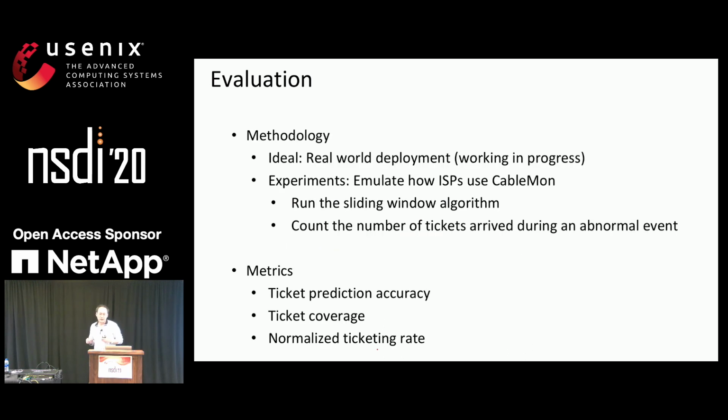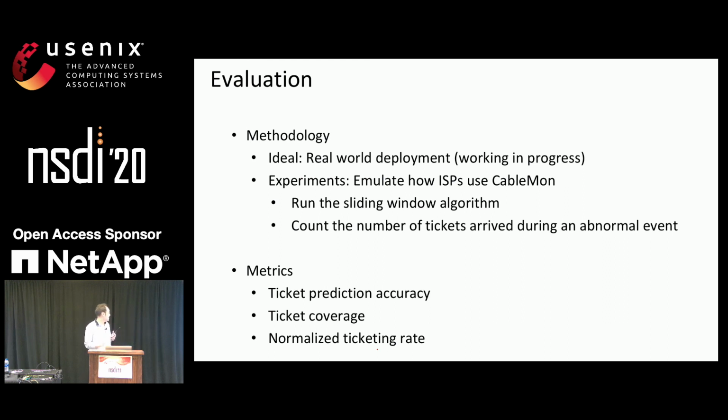So ideally, we want to deploy our system in a real-world deployment and see how many tickets it can reduce for ISP. However, this work is still in progress. So in our experiment, we emulate how ISPs use CableMon with the sliding window algorithm, and we count the number of tickets arrived during an abnormal event.